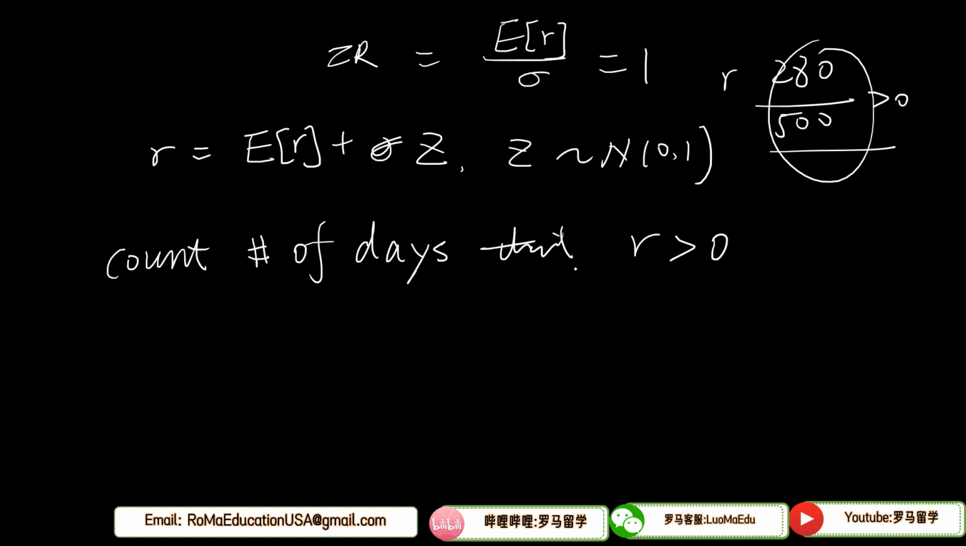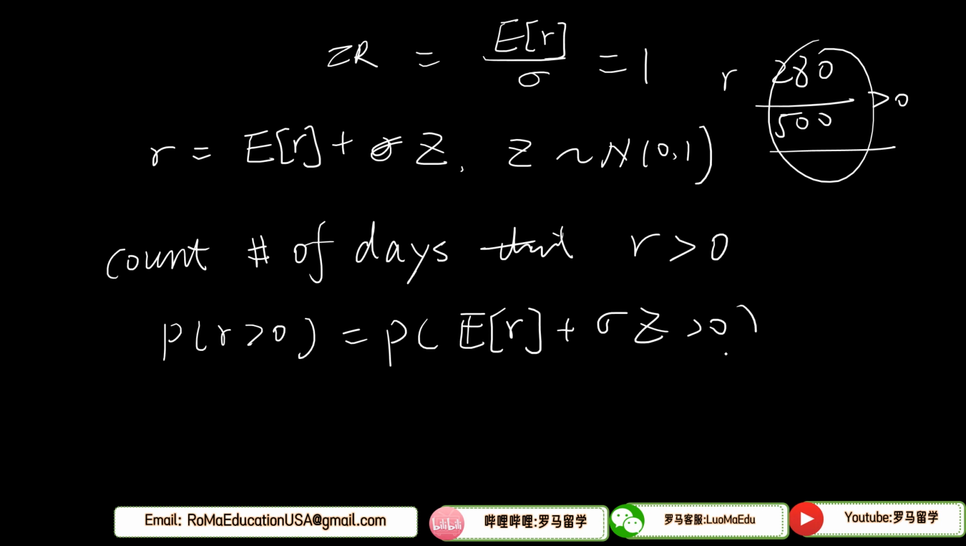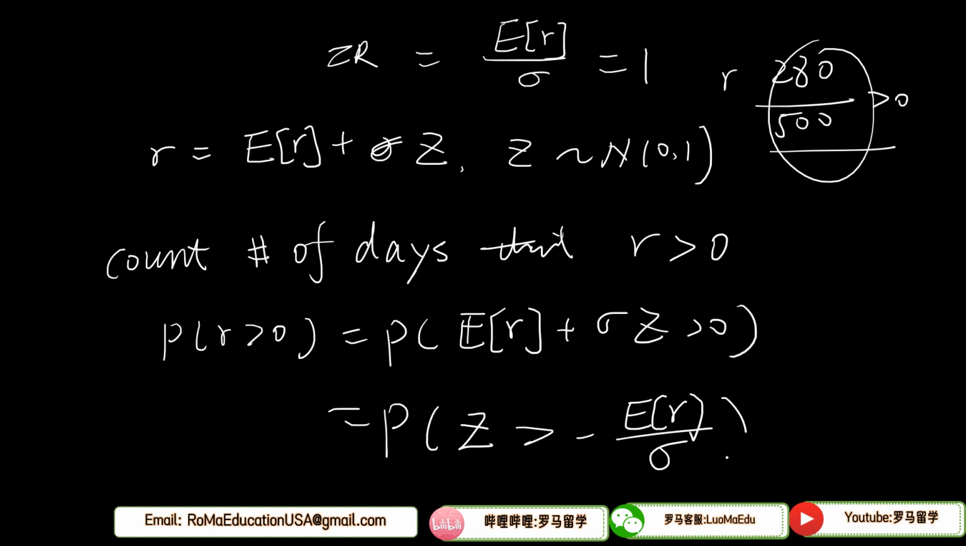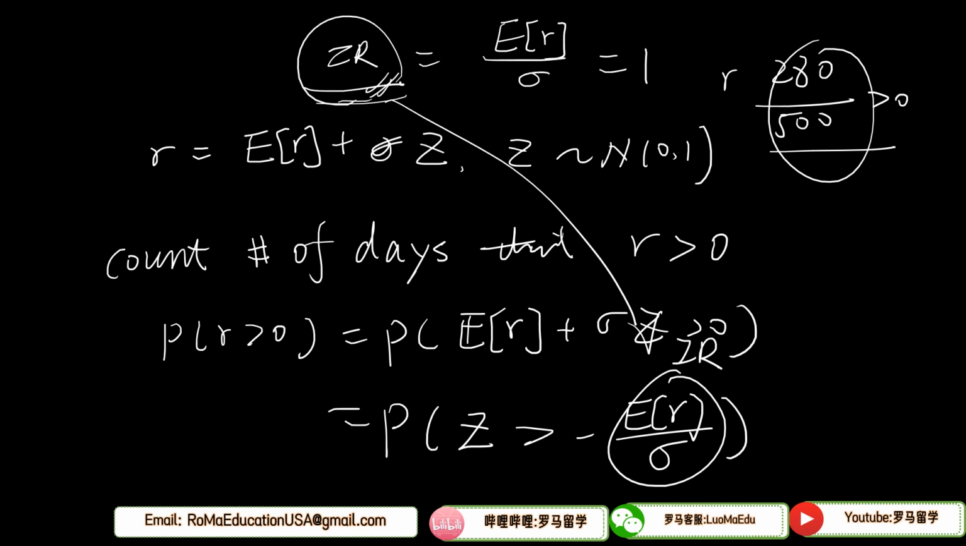So if the probability is larger than some number, it may be useful for us to verify the information ratio. And let's do it in this way. So now we want to express the probability of profitable days in formula. The probability of return larger than 0 based on our modeling is actually the probability of z larger than a negative information ratio. And then the problem solved.